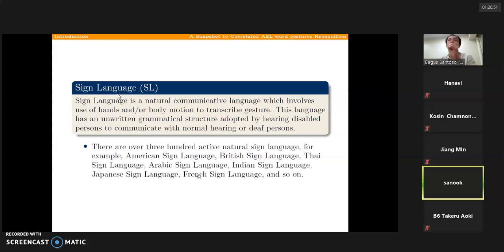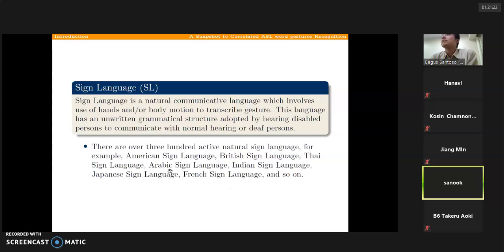So sign language is a language which is adopted by hearing disabled persons, that is the people we used to call deaf. Sign language is normally adopted by deaf people or people with hearing impairment. These people with hearing impairment were mostly born into families of normal hearing people.